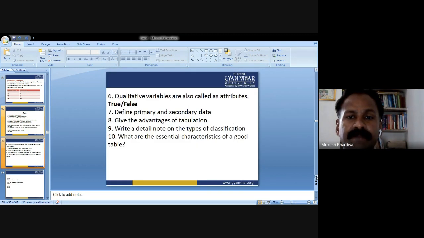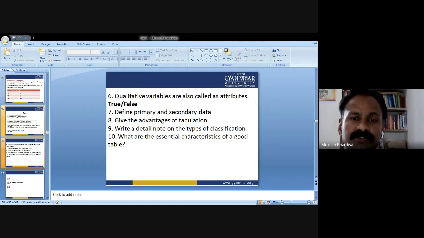Now qualitative variables are also called attributes. If you had attended the last class, in that class I had already mentioned that qualitative variables in future can be called as attributes. So it is a true statement.